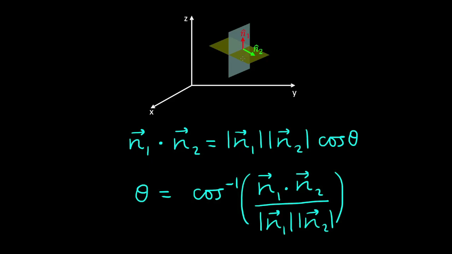So the angle between the two planes is the acute angle between their normal vectors. So as you can imagine in this case, theta will be 90 degrees. Given the dot product between two orthogonal vectors is 0, and the arc cosine of 0 gives pi on 2.